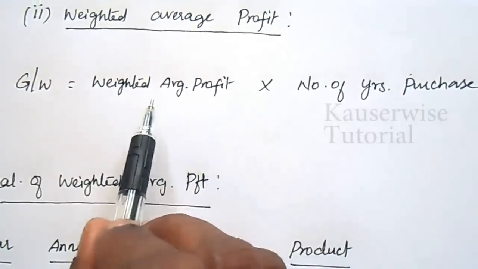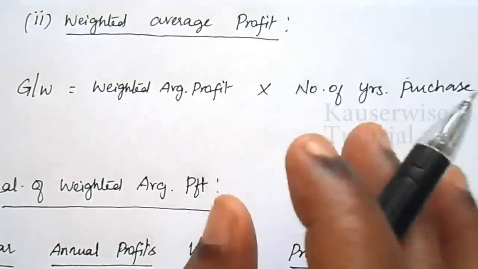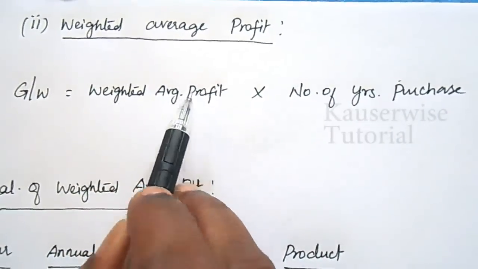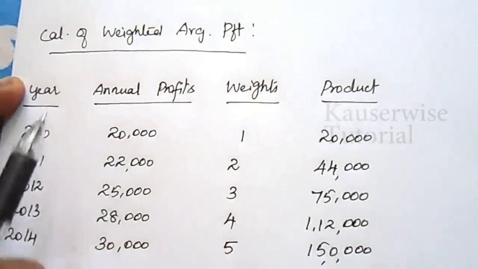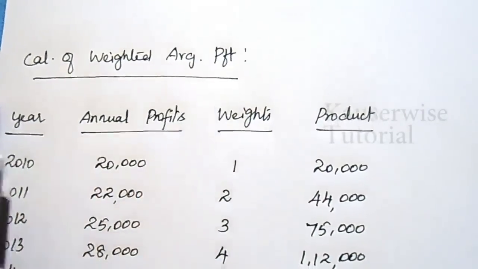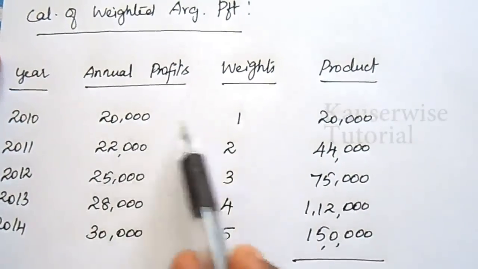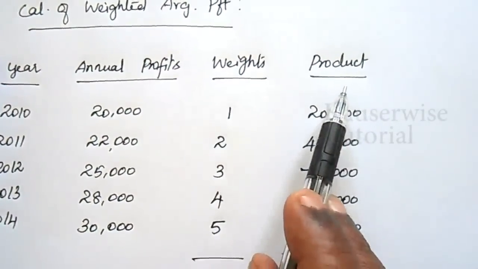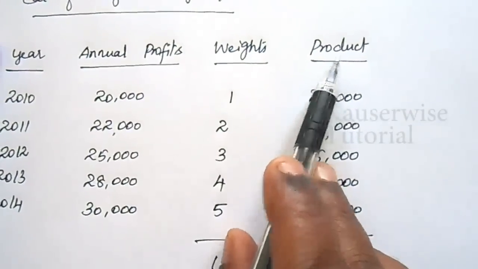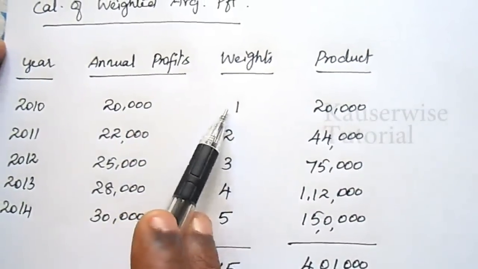I told you weights are given for each year. We need to find the weighted average profit. Look at this calculation, calculation of weighted average profit. So 5 years' profit is given in the problem. Weights are also given for each year. Now you need to find the product. In order to find the product, just multiply annual profit into weights.